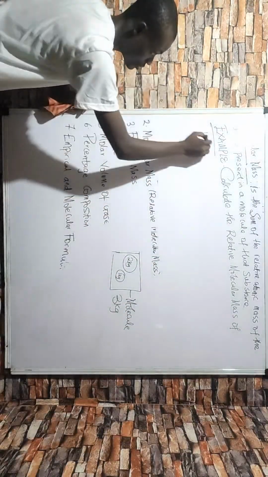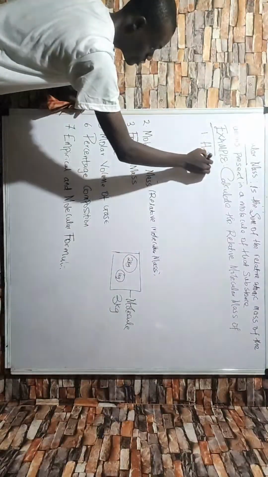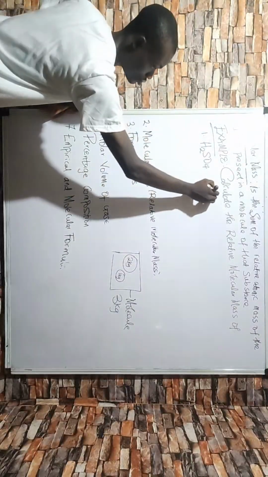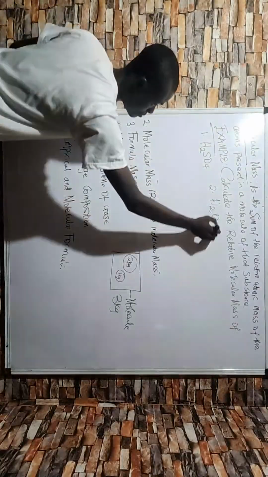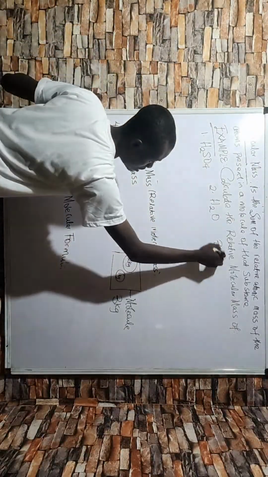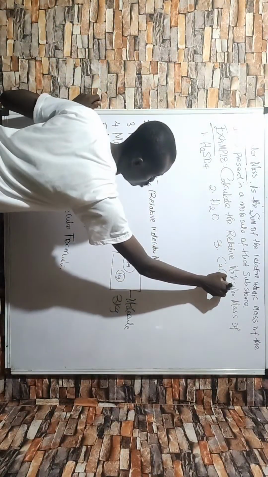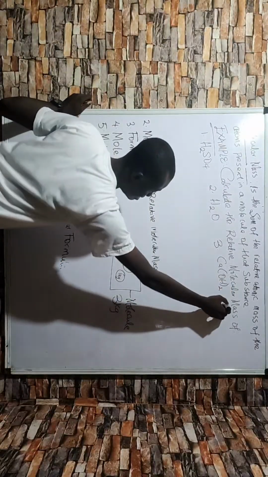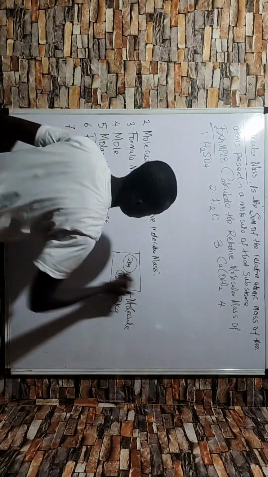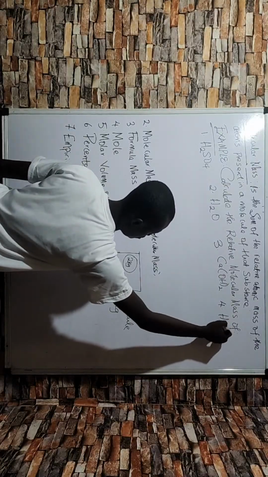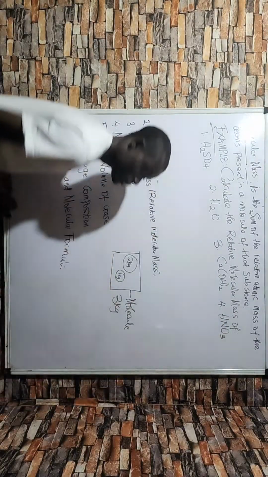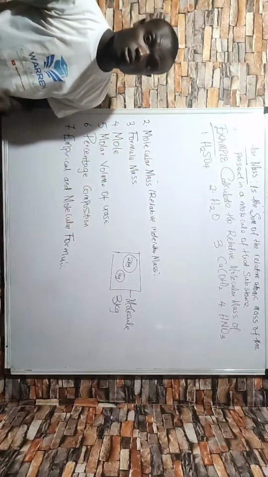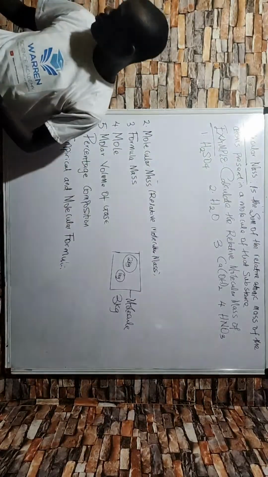Number 1, we are going to do that for H2SO4. Number 2, we are going to try water. Number 3, we are going to try Ca(OH)2. Then lastly, let's try HNO3. We are going to calculate this relative molecular mass and see how it is done.